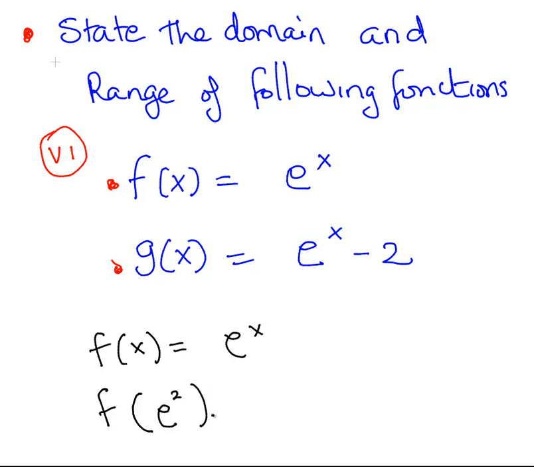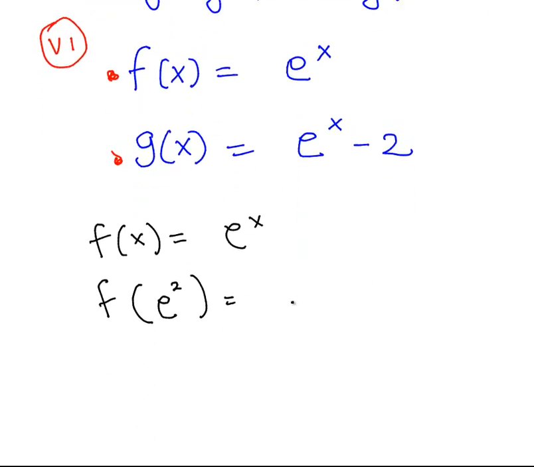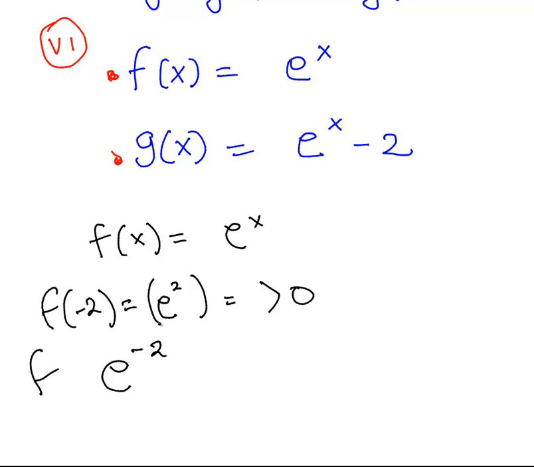e squared. You work it out in your calculator, you would get some value there, like 7 point something, I don't remember what it was, but essentially it's greater than 0. Now what happens if you put in e to the minus 2? So f of minus 2 equals e to the minus 2, or 1 over e to the 2.